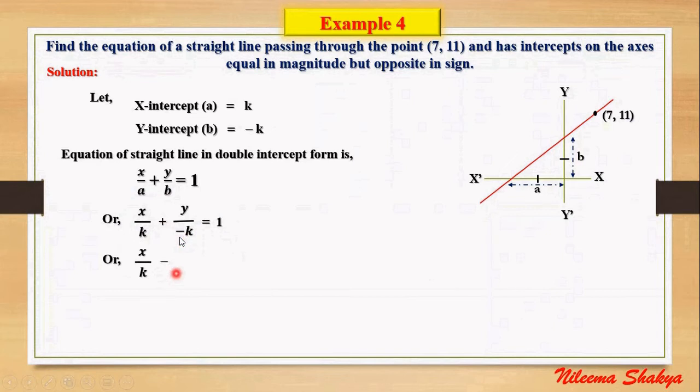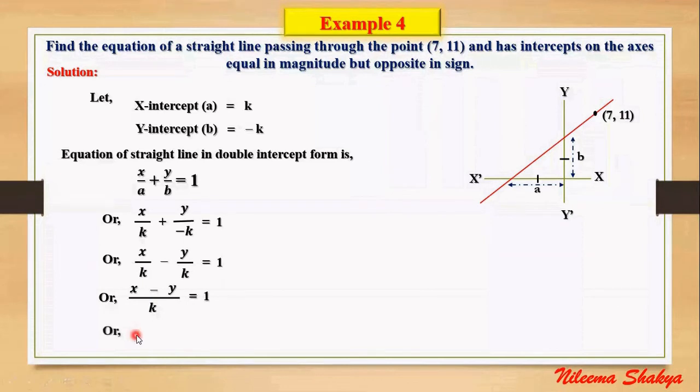So we have minus. And in the second term, we get y by k. And in the right hand side, it is 1. Now in another step, let's take LCM. k is the LCM here. And in the numerator, we have x minus y, and this is equal to 1.